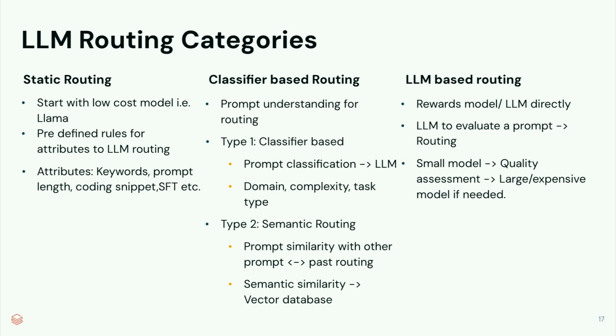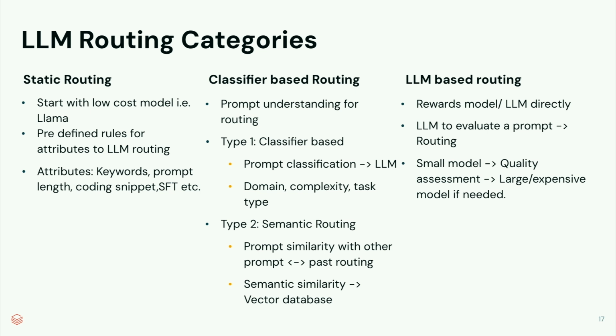Now, coming to the categories of LLM routing, we have first one, which is static routing, the low complexity one, where you are manually putting if-else and different kinds of conditions to say, okay, it belongs to coding, and I know that there is a particular coding model which is good. Let me reroute it to that. So these are the predefined rules.